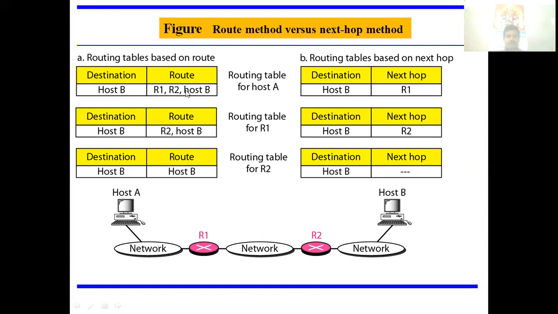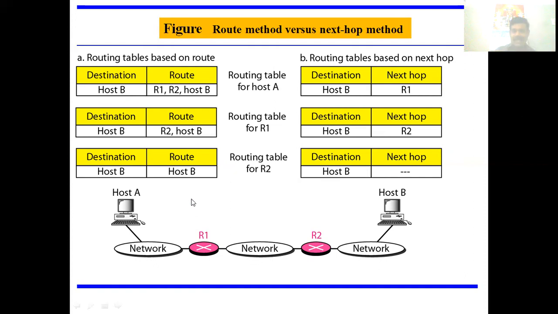So this is a routing table. For A, it will be this routing table. Then the routing table for R1 is R2, host B, and in B it is host B. Now if you are using the routing table as next hop, then for host A's routing table, we will just have the information about R1 only. So the destination is host B, and we have to go through R1. Next, in R1, the destination is host B, and we have to go by R2. Finally, host B will have host B.